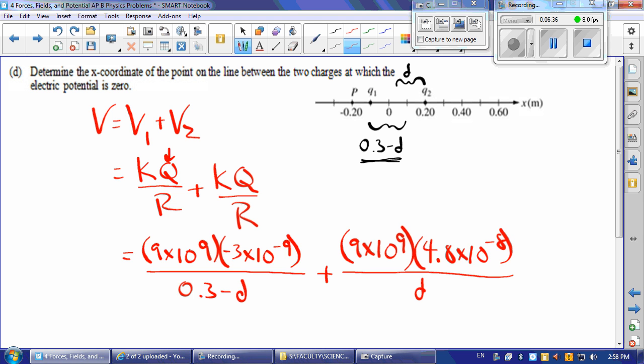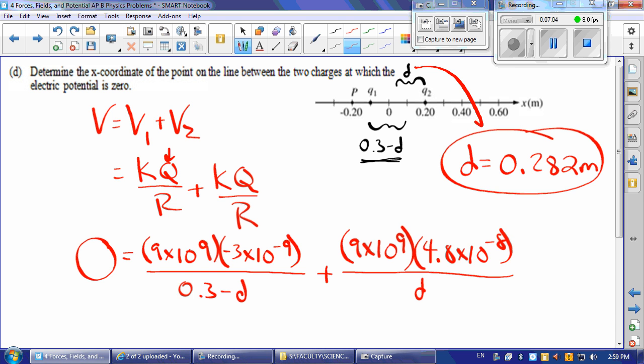And we know that those two things together have to equal 0. So I'm not going to do the algebra with you, but you can go through, and once you solve for D, you find that the distance is 0.282 meters, and that is this distance right here.